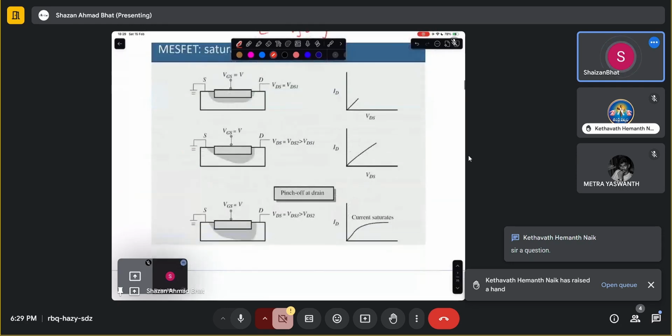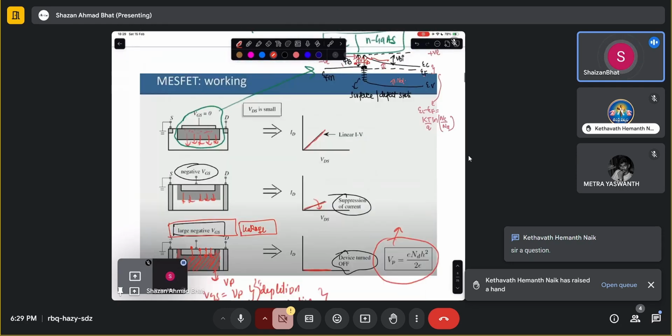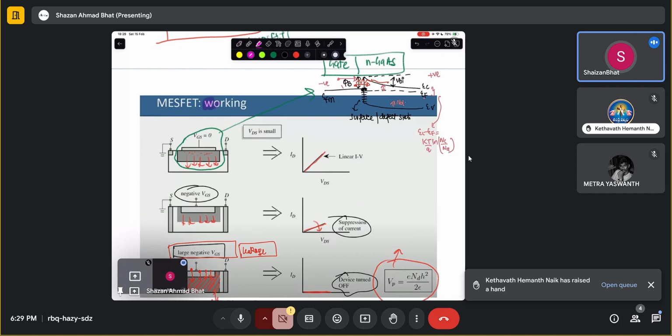Okay, so now this was a linear region. So this particular thing was the linear region.